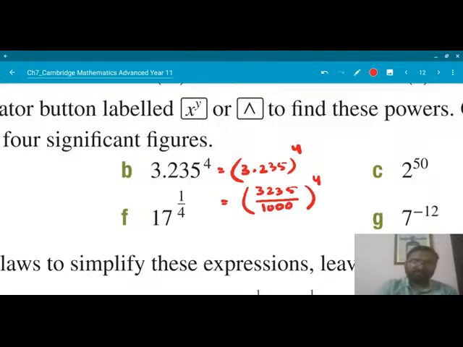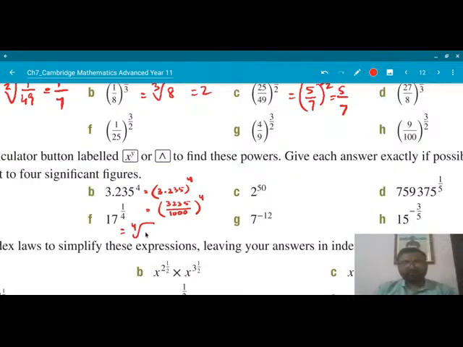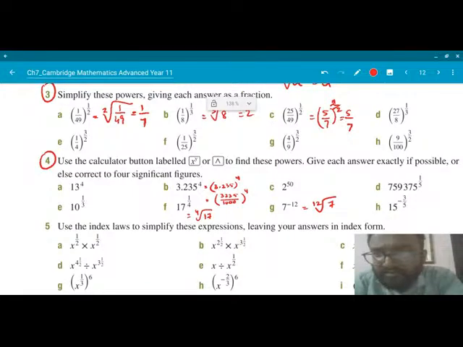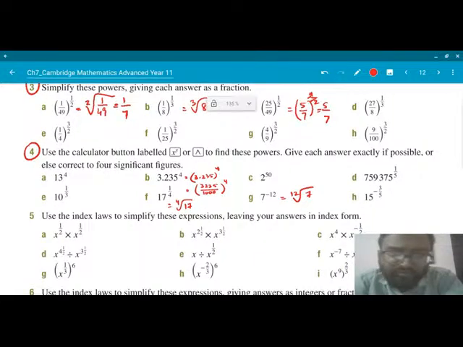And 17, there is no simplification, 17 is a prime number. It's the fourth root of 17. We can't reduce it, prime numbers can't be reduced. Okay, and it is the 12th root of 7. Give the answer exactly if possible, and else up to 4 decimal places.